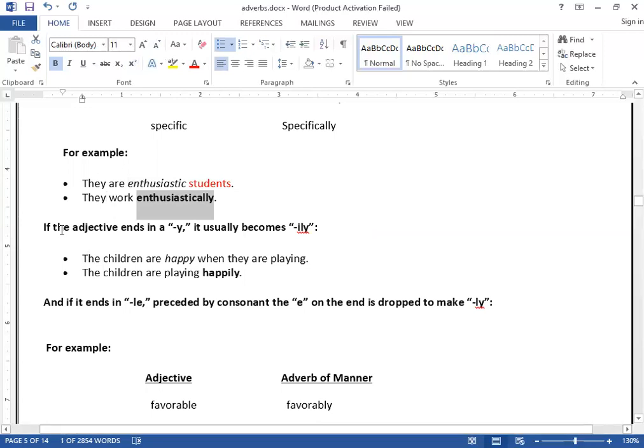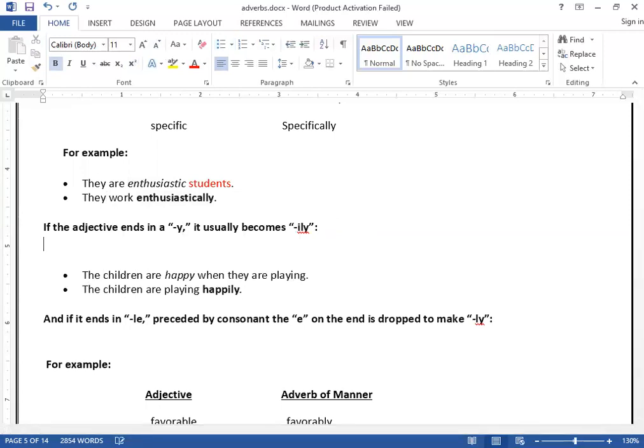Next rule. If the adjective ends in y, if there is an adjective, it ends with what? With y. You will change y into i, and you will put ly. For example, if I say happy, it ends with y. And if you want to make the adverb, y will change into i, and then you will put what? ly. Happily. Happy, happily.